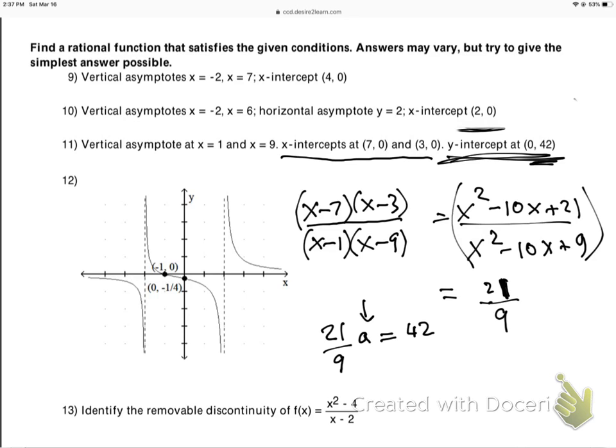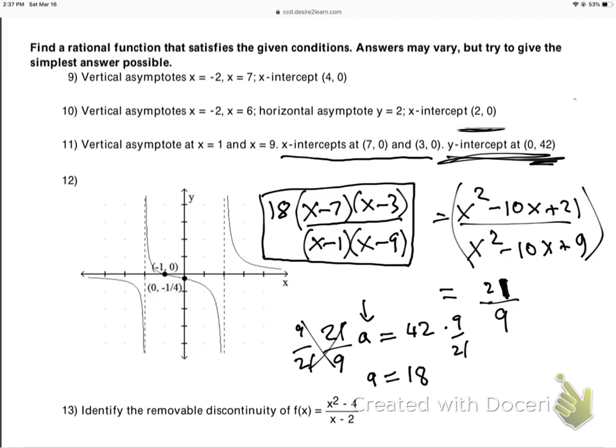Well, if you know your basic algebra, to get rid of a fraction, you multiply by its reciprocal. Okay, 9 over 21, so 9 over 21. So that's going to give me 18. So I've got to stick 18 right here. Whether you put it there or in front of here, that's it. Now, I can show you this because all the information's there. Remember, this 18 made it work to get that y-intercept.